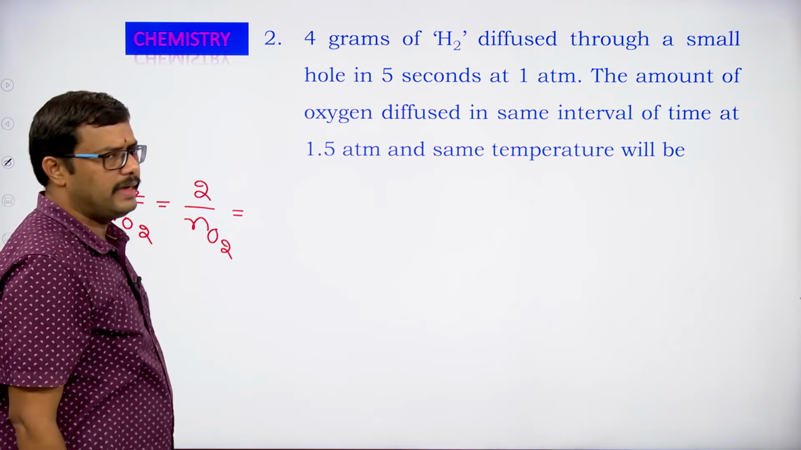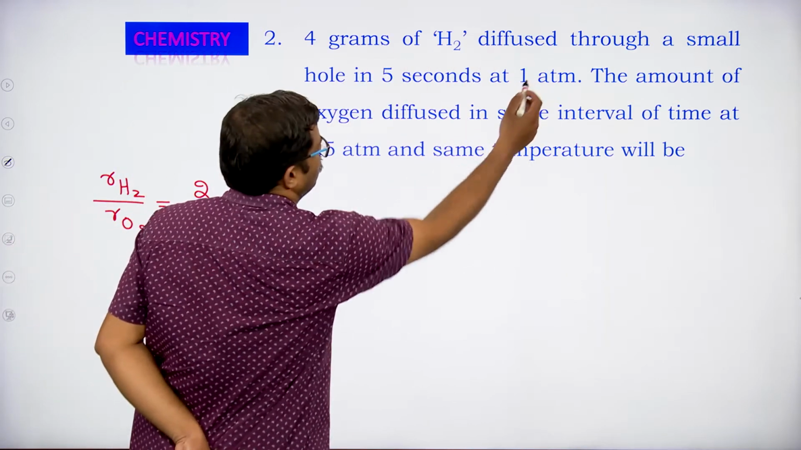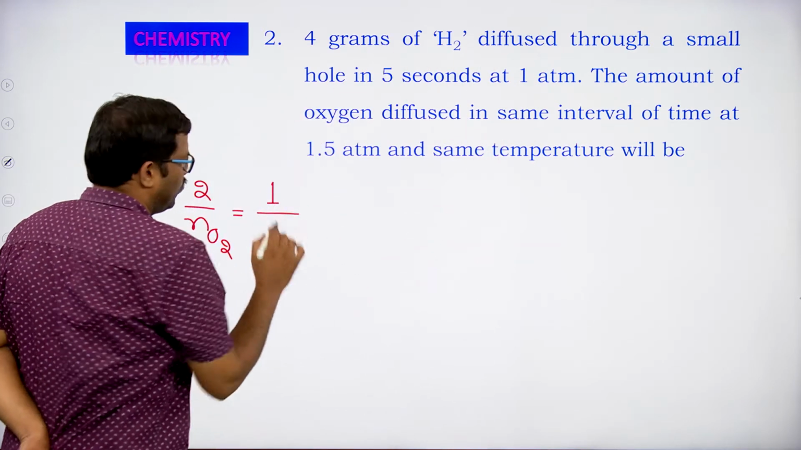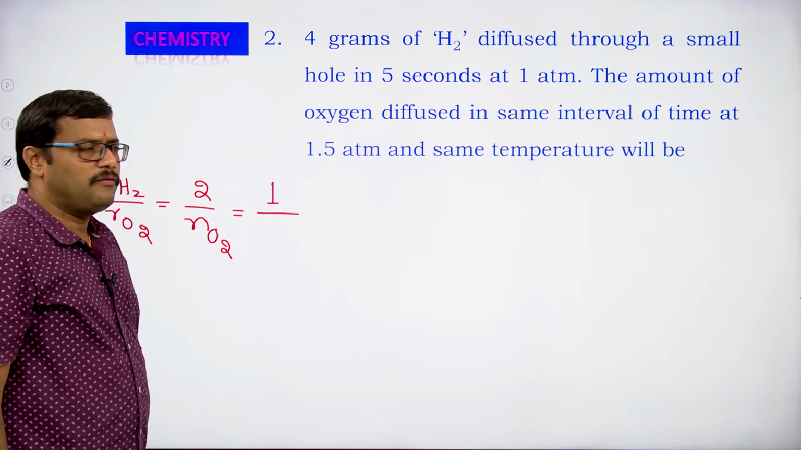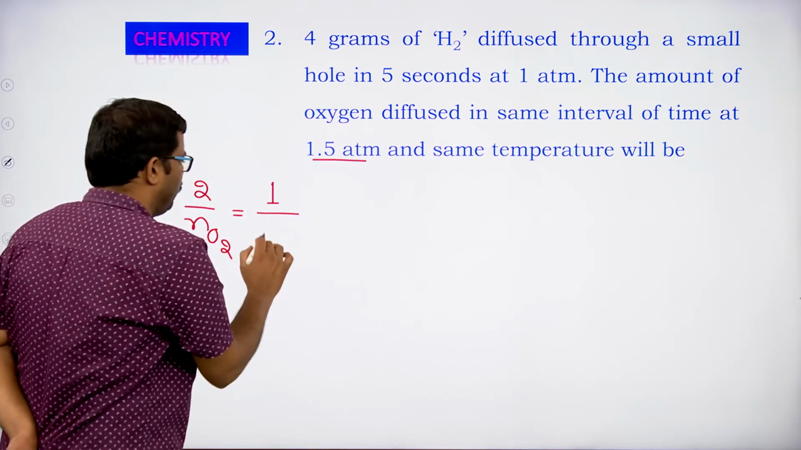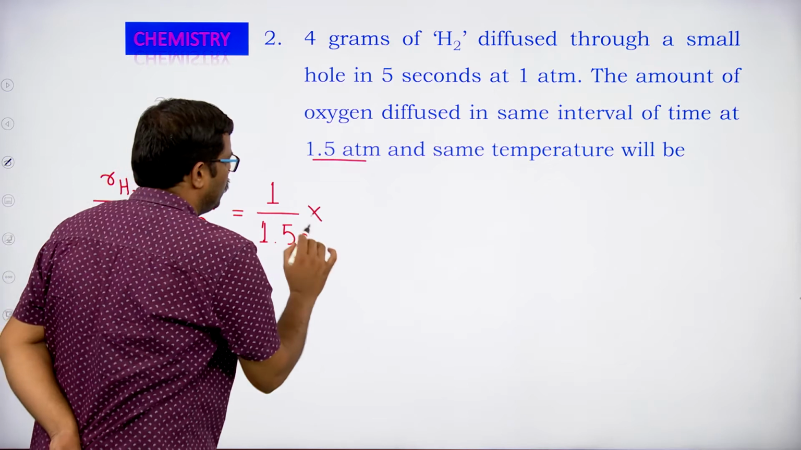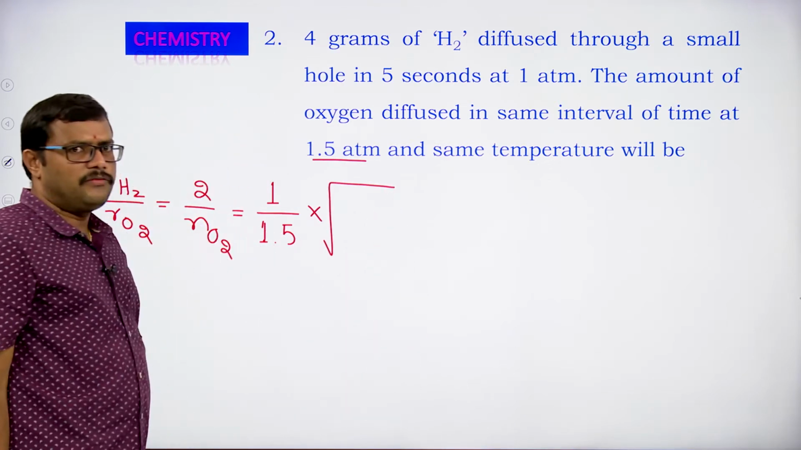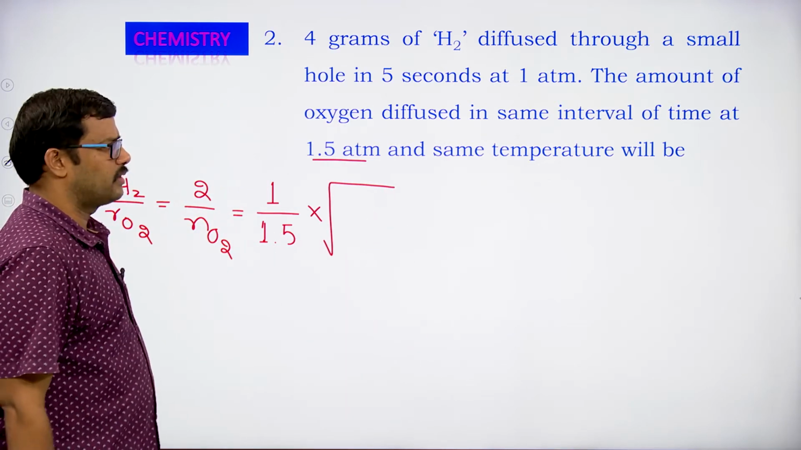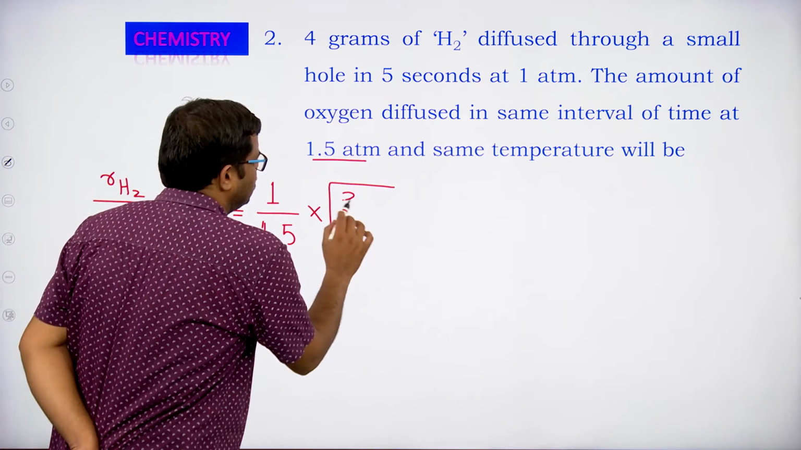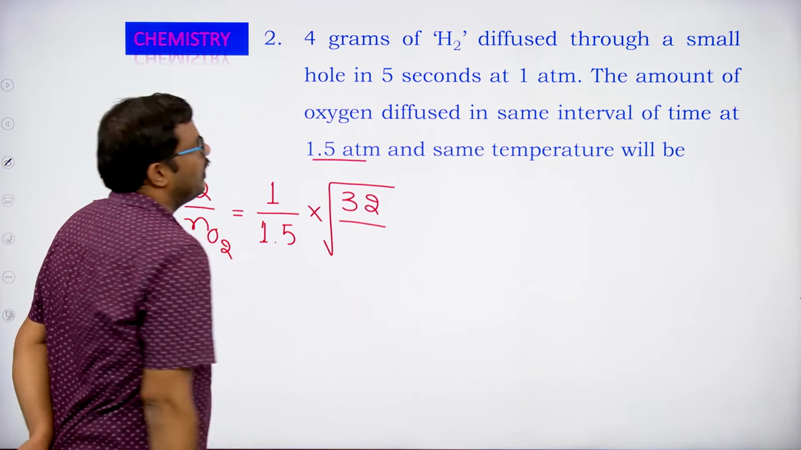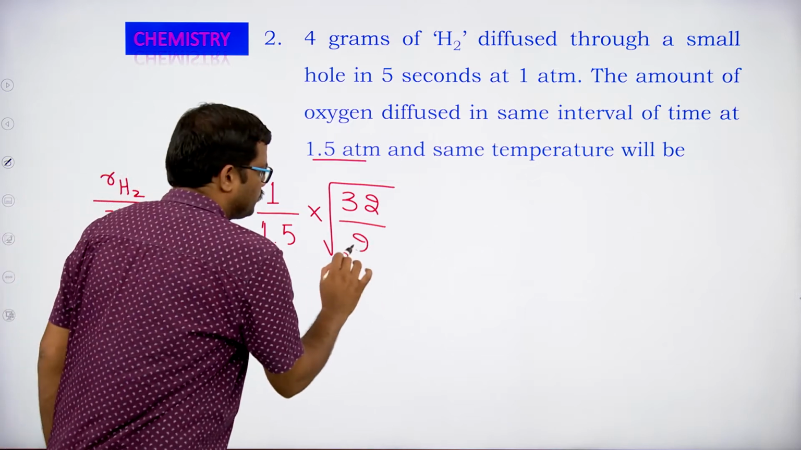pressure P1, PH2, that is the pressure of hydrogen gas. What is the pressure of hydrogen gas? It is 1. Then pressure divided by the pressure of oxygen. What is the pressure of oxygen? It is 1.5. So, it is 1.5 into the square root of the molecular mass of oxygen, under root, 32, divided by the molecular mass of hydrogen, 2.